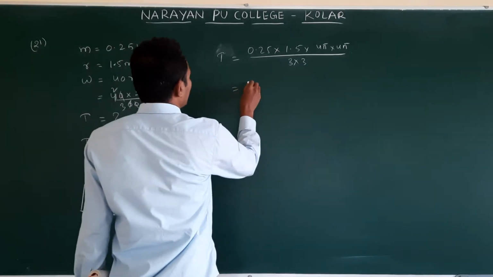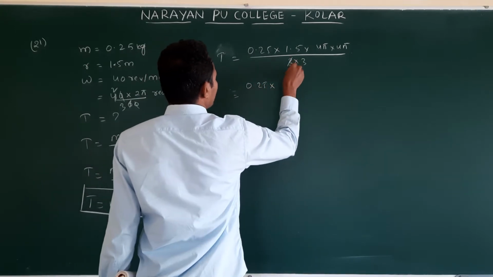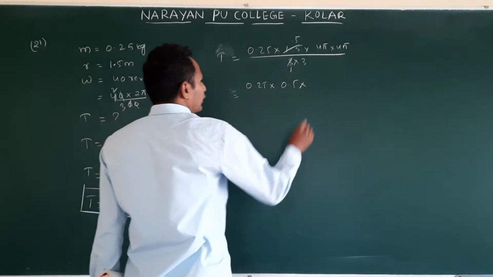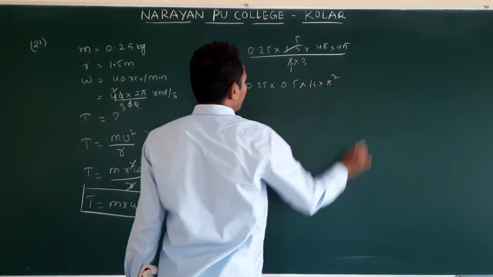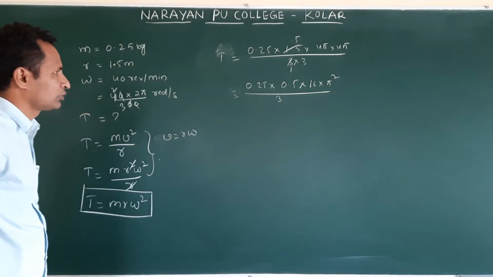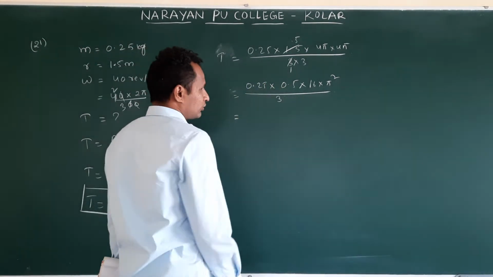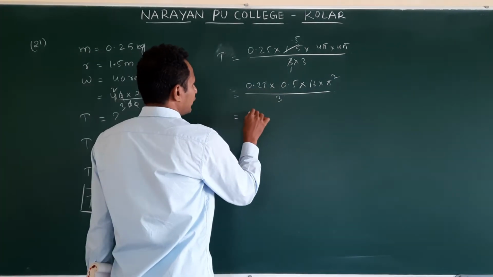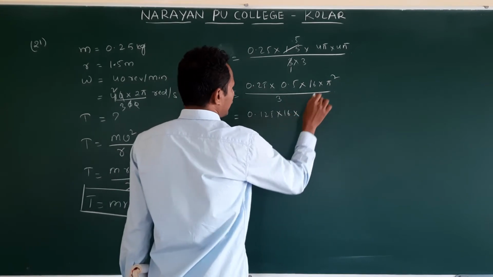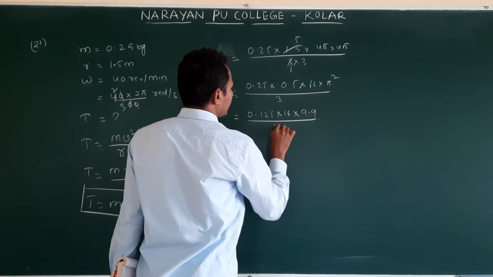Okay, now 0.25 into, this cancels 3 ones, 0.5, 60 into pi square by 3. Okay, 25 into 5, 125. How many decimals? 3 decimals. 125 into 16 by, 16 into pi square is, you take it 9.9 something by 3.